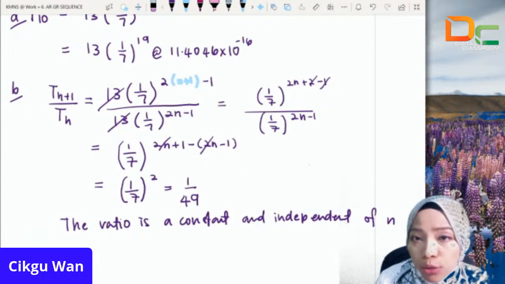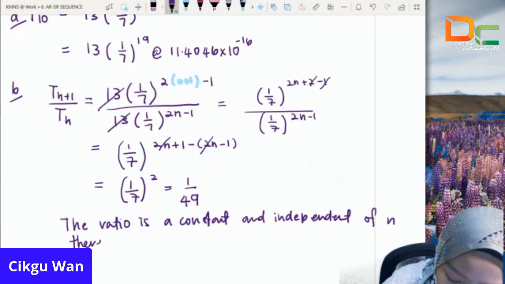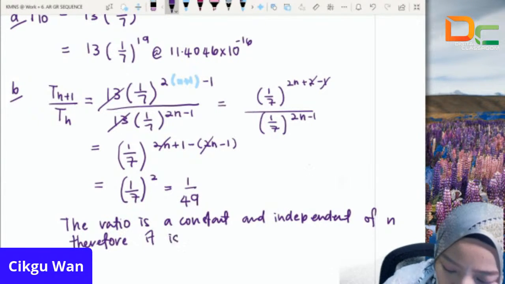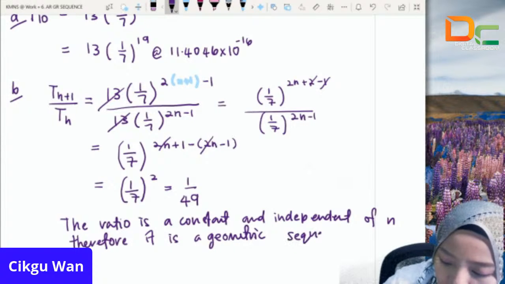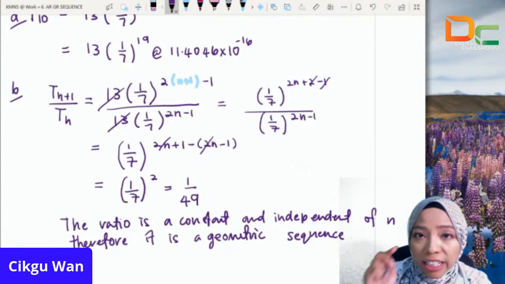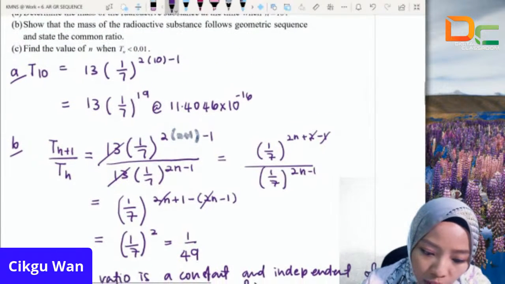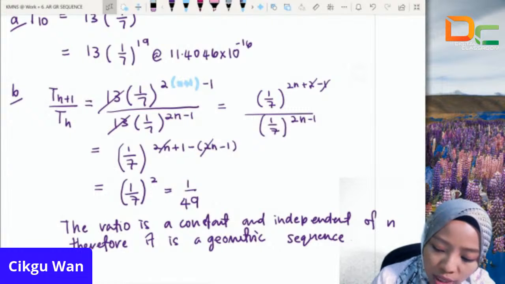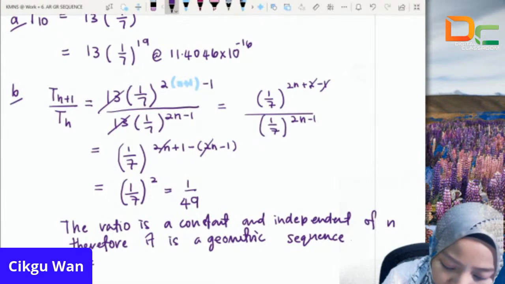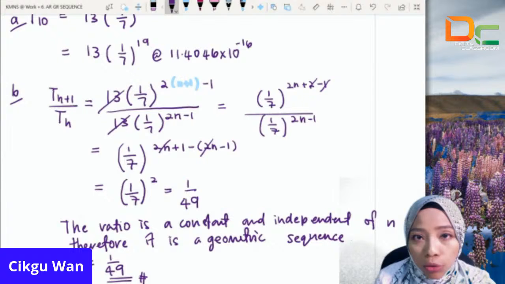So the ratio is a constant and independent of n. Okay, therefore it is a geometric sequence. Ini barulah cara yang betul untuk you menunjukkan sesuatu itu geometric sequence atau tidak. Ingatkan, not just for my students but all of you. Okay, and then state the common ratio. Restate lagi sekali. So the ratio r is 1 over 49. Alright. Can we continue for the next example?